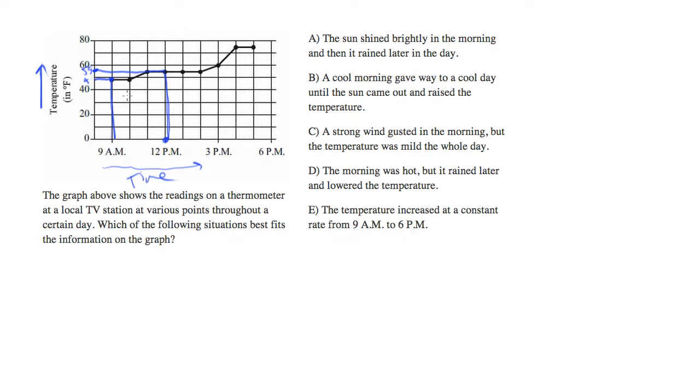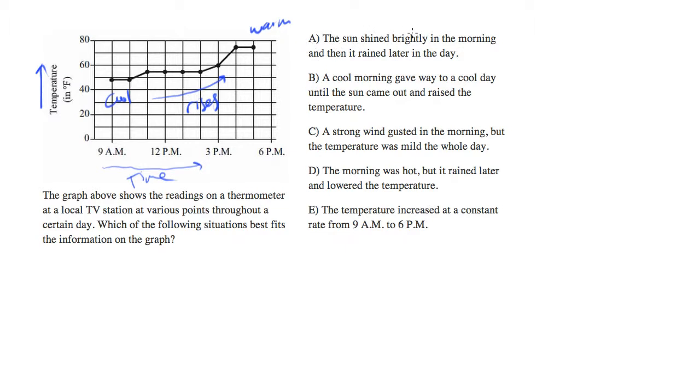So interesting things to take away from this chart are basically we have a temperature which starts cool, rises throughout the day, and ends warm. It's maybe 75, so it ends warm. So we're looking for an answer choice which starts cool and ends warm. Well, let's just check the answer choices one by one.